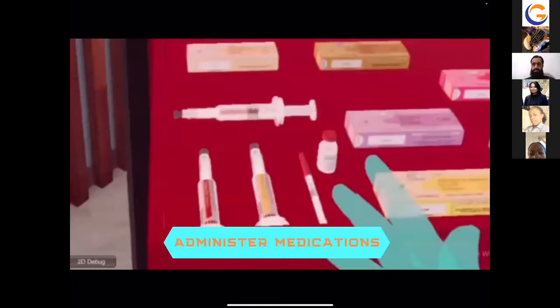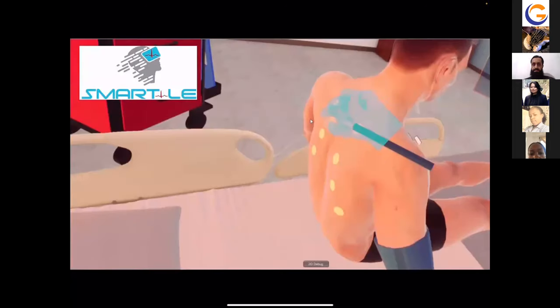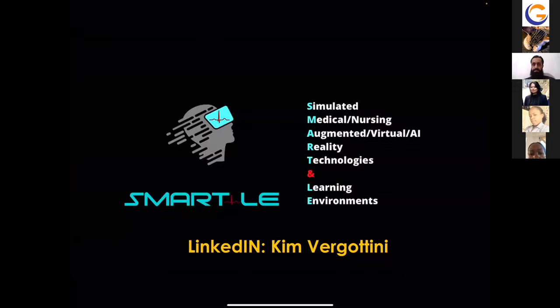Administering medications can be practiced through virtual reality, all kinds of interactive things. Almost everything that you could imagine that you do in real life is becoming a reality in virtual reality. So I want to conclude there.